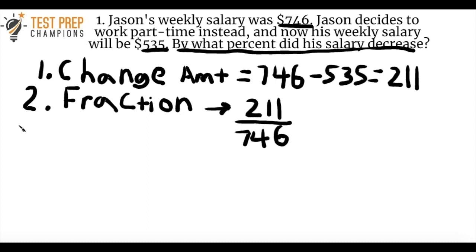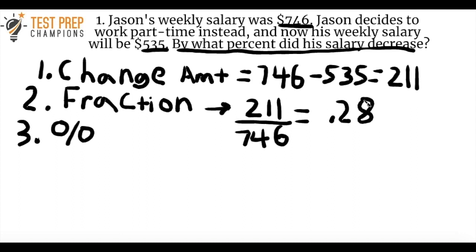And so now the third step is we just want to express this fraction as a percent. So step 3 is to express the fraction as a percent. Whenever you have a fraction, all you have to do is take the top number and divide it by the bottom number, and that's going to give you the decimal. In your calculator, you can do 211 divided by 746, and that's going to give you about 0.28 here. So you should get 0.28.